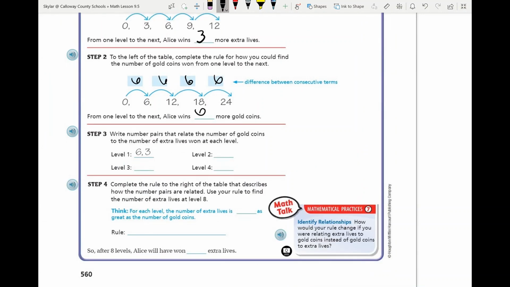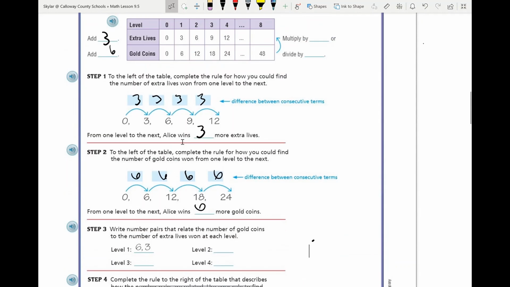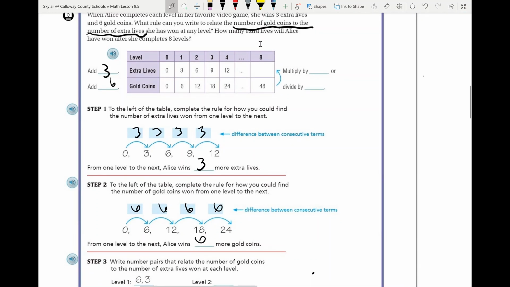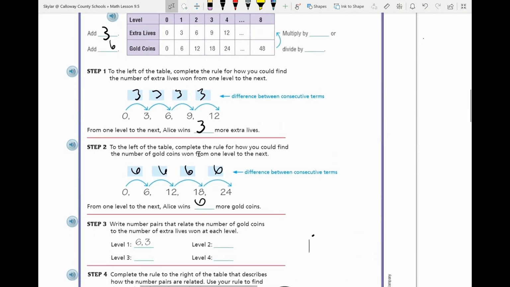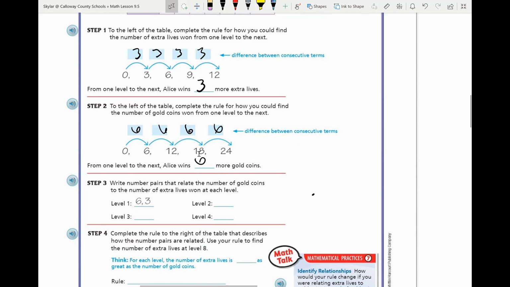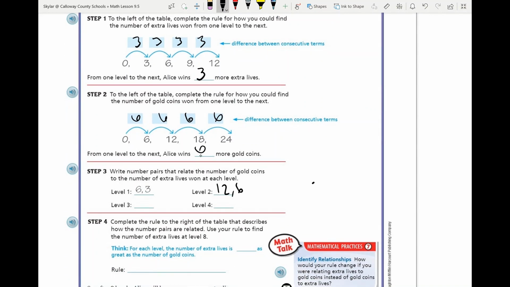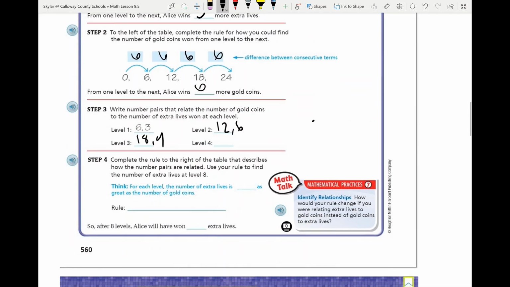So now the next step is to make our number pairs, our ordered pairs, however you want to explain that. So level 1 is 6, 3. That's because we're listing the gold coins first. Why do we list the gold coins first? Well, it says, how do you relate the number of gold coins to the number of extra lives? So 6, 3 would be our first one. At level 2, it would be 12, 6. Level 3, 18, 9. And level 4, of course, is going to be 24, 12.